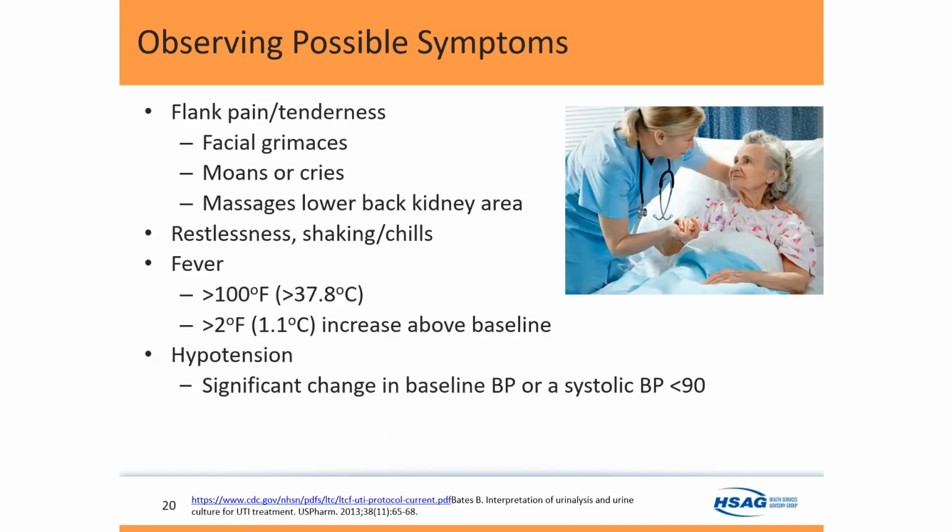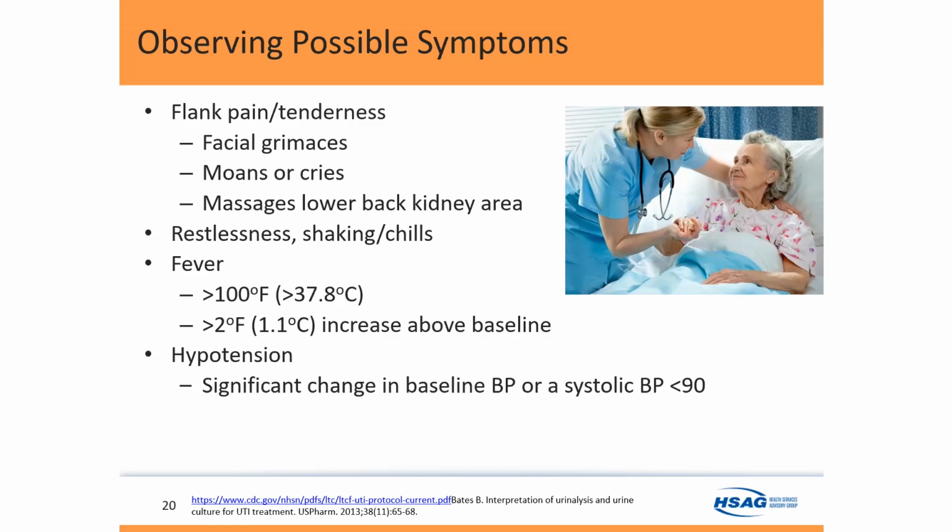Thanks, Jeff. So yes, we are going to talk now about possible symptoms that you may observe in your resident that has a UTI. This can include pain or tenderness in the kidney area. They may massage that area in an effort to relieve the discomfort. You may see facial grimaces or hear moaning, and if severe enough, they may cry out in pain. You also may see the resident being restless or experiencing shaking from chills. We want to make sure that when we take their temperature, we monitor that closely, because they most likely will have a fever. It may be greater than 100 degrees Fahrenheit or just several degrees above their own baseline.